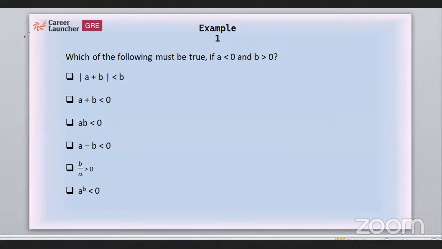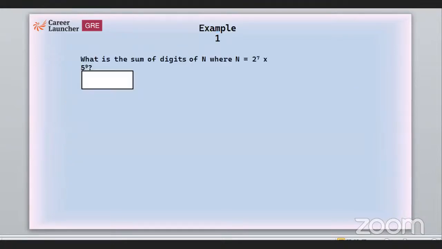Okay, great. Now the last type of question is, as I told you, a numeric entry question in which you will not be given any options as such. You have to simply write down the answer in the space given over there. So this is the question, numeric entry. Try this question. Tell me the answer.